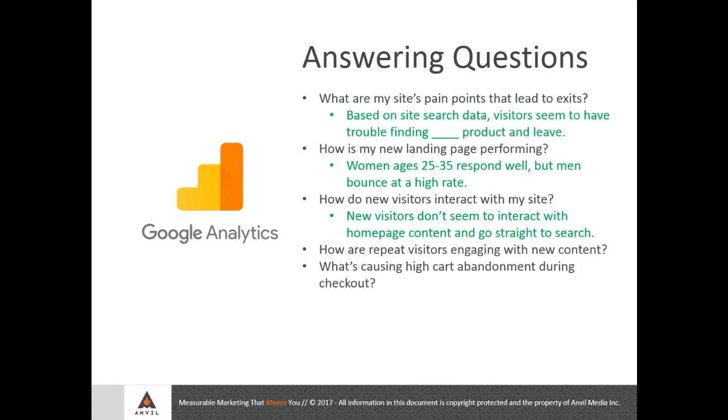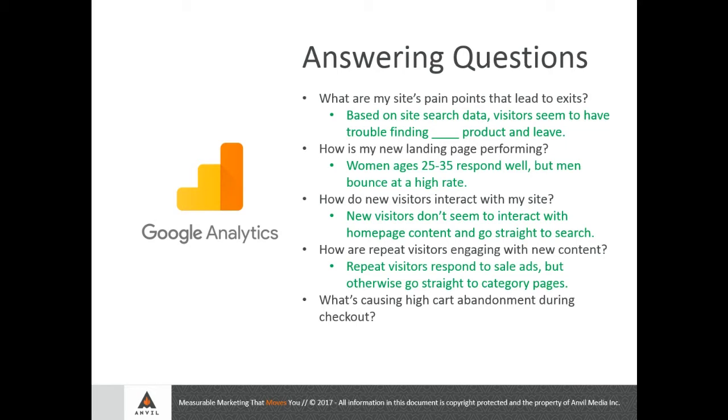If you look at how my new visitors interact with my site, well, maybe they don't interact that much with homepage content and they go straight to search. Again, that may be just because they're not seeing what they're expecting to find there, and you may want to play around with your homepage content. And that's especially true if the repeat visitors are only responding to sale ads, but otherwise they'll go straight to the category pages and just make a purchase, and they don't need to see any of the new products or whatever you're showing on your homepage.